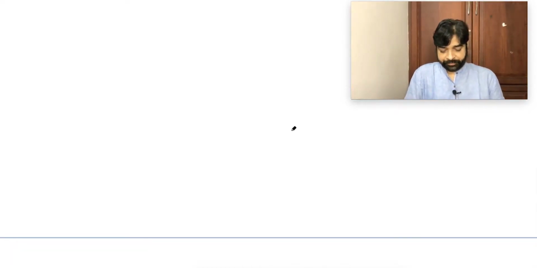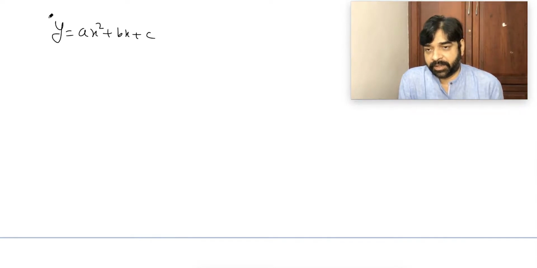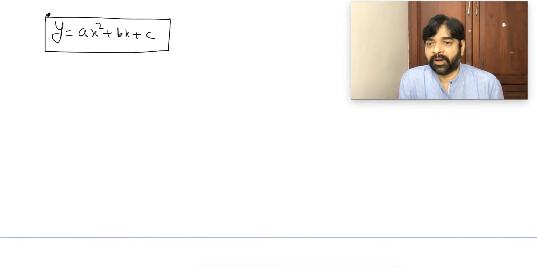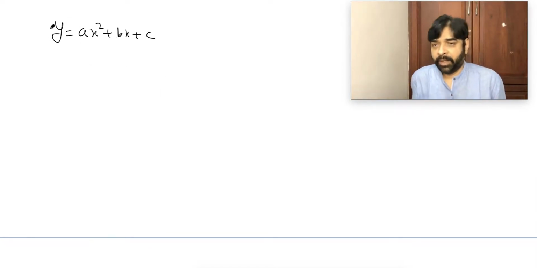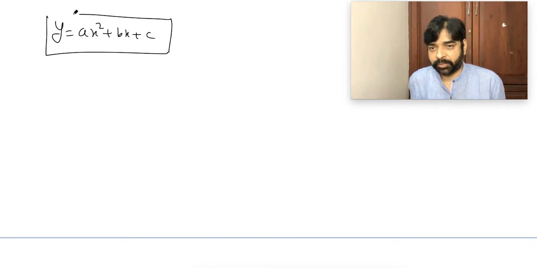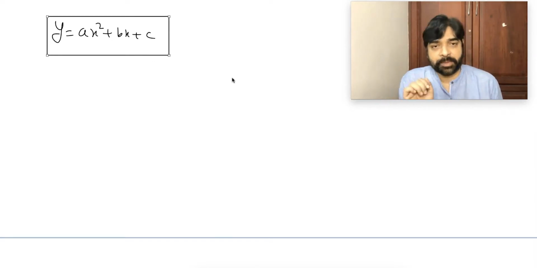Now let's start. Quadratic expression. We represent a quadratic expression this way: ax square plus bx plus c. Drawing this graph is not at all a difficult task. Easily we can draw it. But we are not going to do the graph by that way. This is called the quadratic expression.